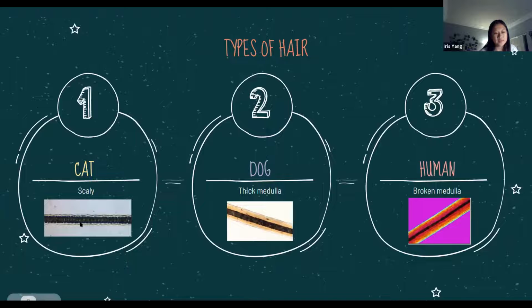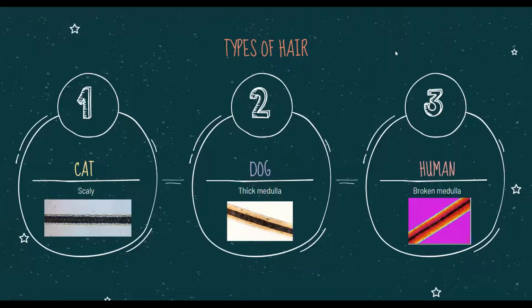Okay. So cat hair is super scaly. It has these bulb-looking things, and the outside is scaly. Dog hair has a thick medulla. You see how the black part is super thick? That's what dog hair looks like. And then human hair is like this, a broken medulla. You can't see it super clearly in this, but some areas are thinner and some areas are thicker. Sometimes human hair doesn't even have a medulla, so it just depends on the individual.